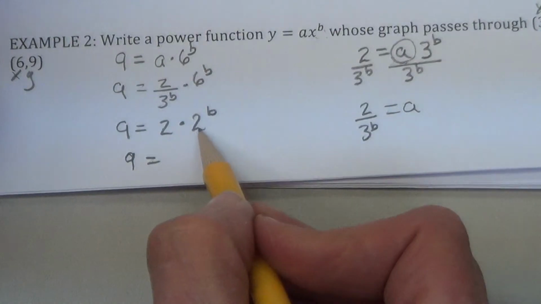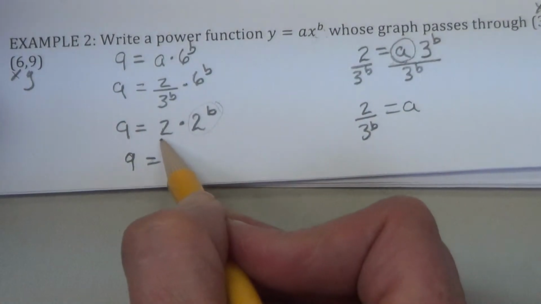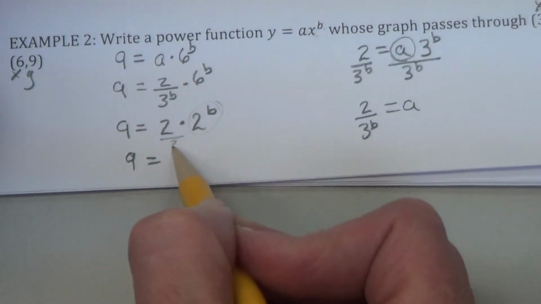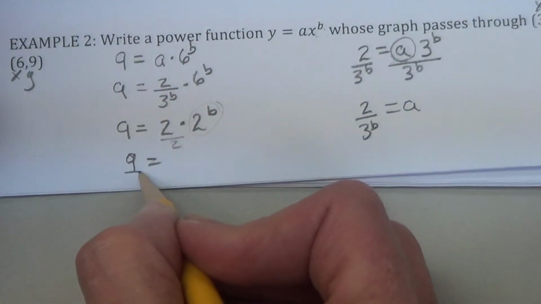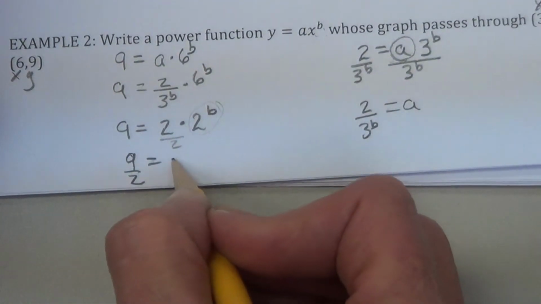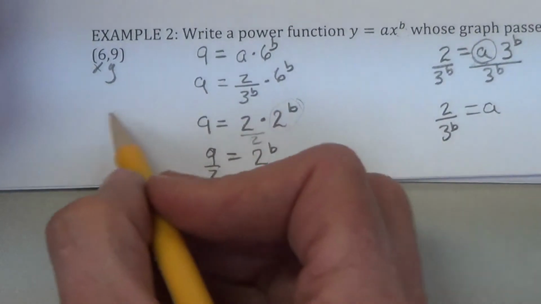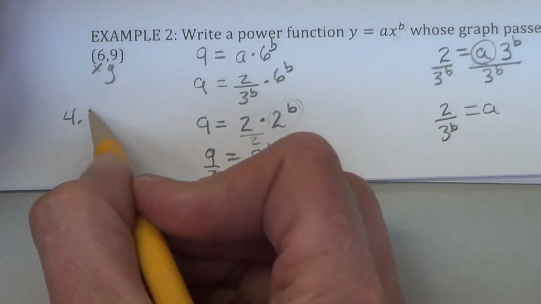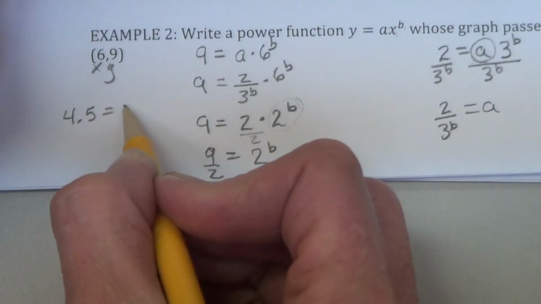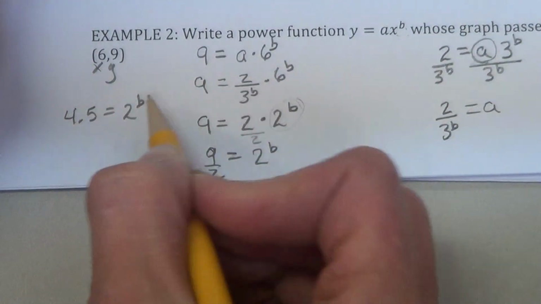We want to get that b by itself still, so the easiest thing to do at this point is to divide each side by 2. So we have 9 divided by 2 equals 2 to the b. That is 4.5 equals 2 to the b.